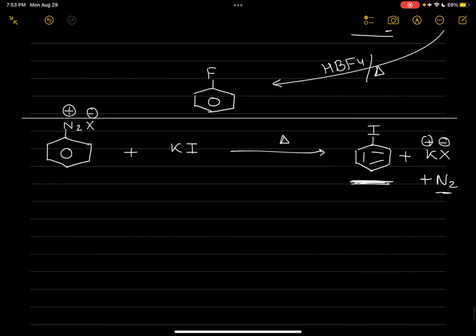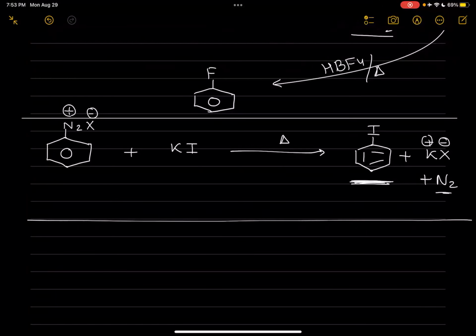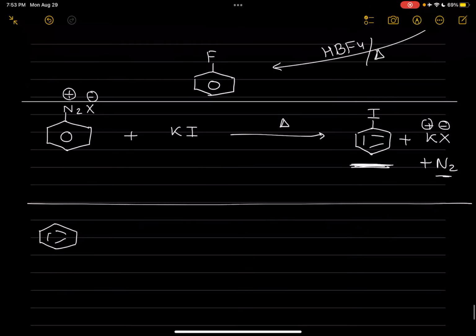Okay. So let's do one conversion. Very important question, very famous question. Part of it or as a whole can be asked in your CBSE examination.